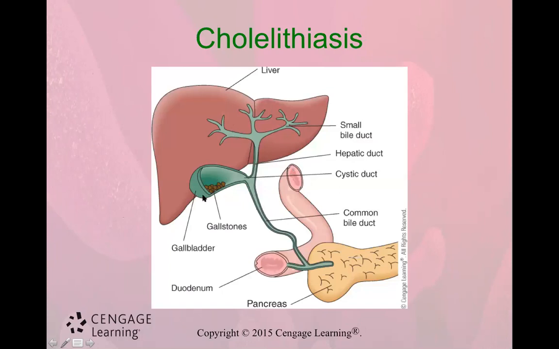Here is where cholelithiasis happens, the gallstones in the gallbladder, and they can obstruct any of these ducts here. Here is the liver and a small bile duct, the hepatic duct, the cystic duct after the gallbladder, the common bile duct here, the duodenum or the small intestine here. Here you can see the connection of the pancreas connected through these ducts to the small intestine. The first part of the small intestine is the duodenum, the first segment.